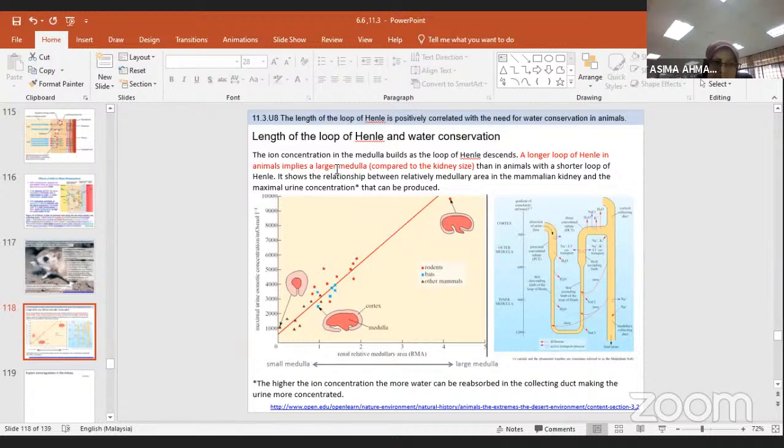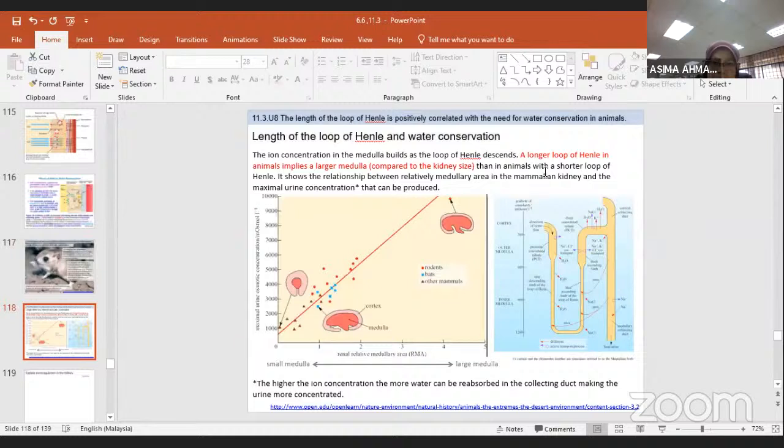Alright, so the ion concentration in the medulla varies as the loop of Henle descends. A longer loop of Henle in animals implies a larger medulla, compared to the kidney size. So loop of Henle kan duduk dalam medulla, most part duduk dalam medulla. So if the animals have a longer loop of Henle, we can make the assumption that the medulla of the kidney is larger relative to the size of other parts lah. Macam cortex dia smaller lah kot. Dia medulla lagi besar. Okay.